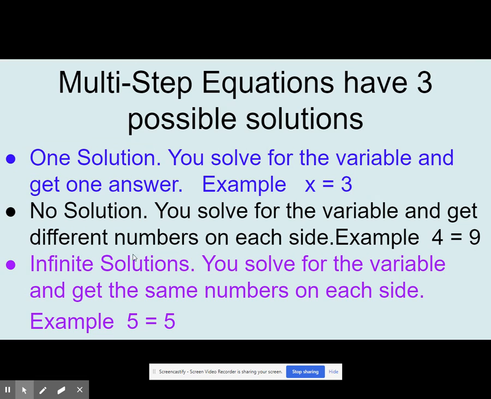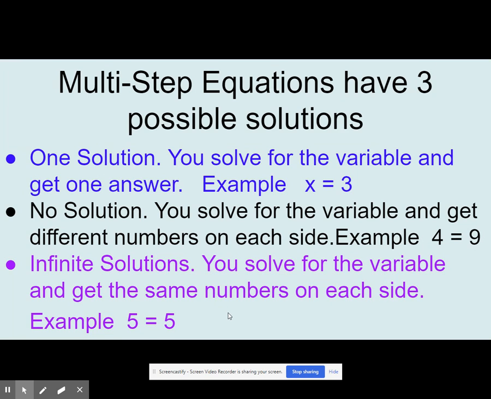But there's 2 other types of things that could happen. You could have no solution. No solution is when you solve for the variable and you get different numbers on each side. So this would be if the x's both cancel each other out and you end up with an answer like 4 equals 9. Well, 4 equals 9, that's impossible. 4 doesn't equal 9, so you get no solution. But what happens if you cancel out your variables and you end up with something like 5 equals 5? Well, that's true. So it's infinite solutions. Infinite solutions, you solve for the variable and you get the same numbers on each side.